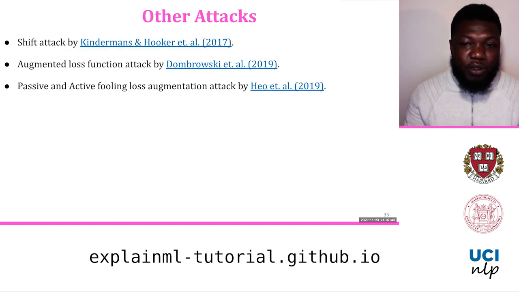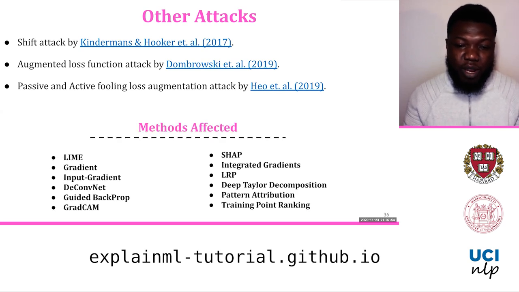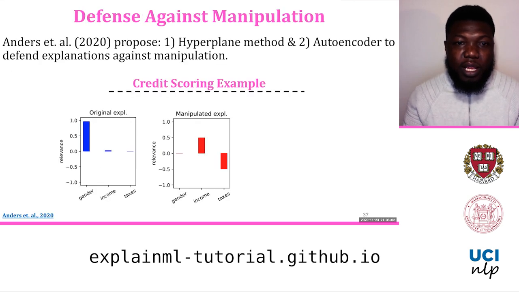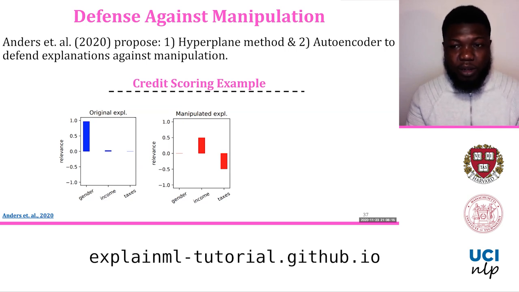So there are several other attacks. There's a shift attack of Kindermans and Hooker. There's the Dombrowski attack that was seen earlier. And one takeaway from here is that almost every explanation method that we discussed in this tutorial can be easily manipulated. This ease of manipulation of explanations is a challenge, and there hasn't been a lot of work in this area, but one work that tries to propose a defense is by Anders et al. from ICML 2020. And they proposed two defenses, a hyperplane defense and an autoencoder defense.